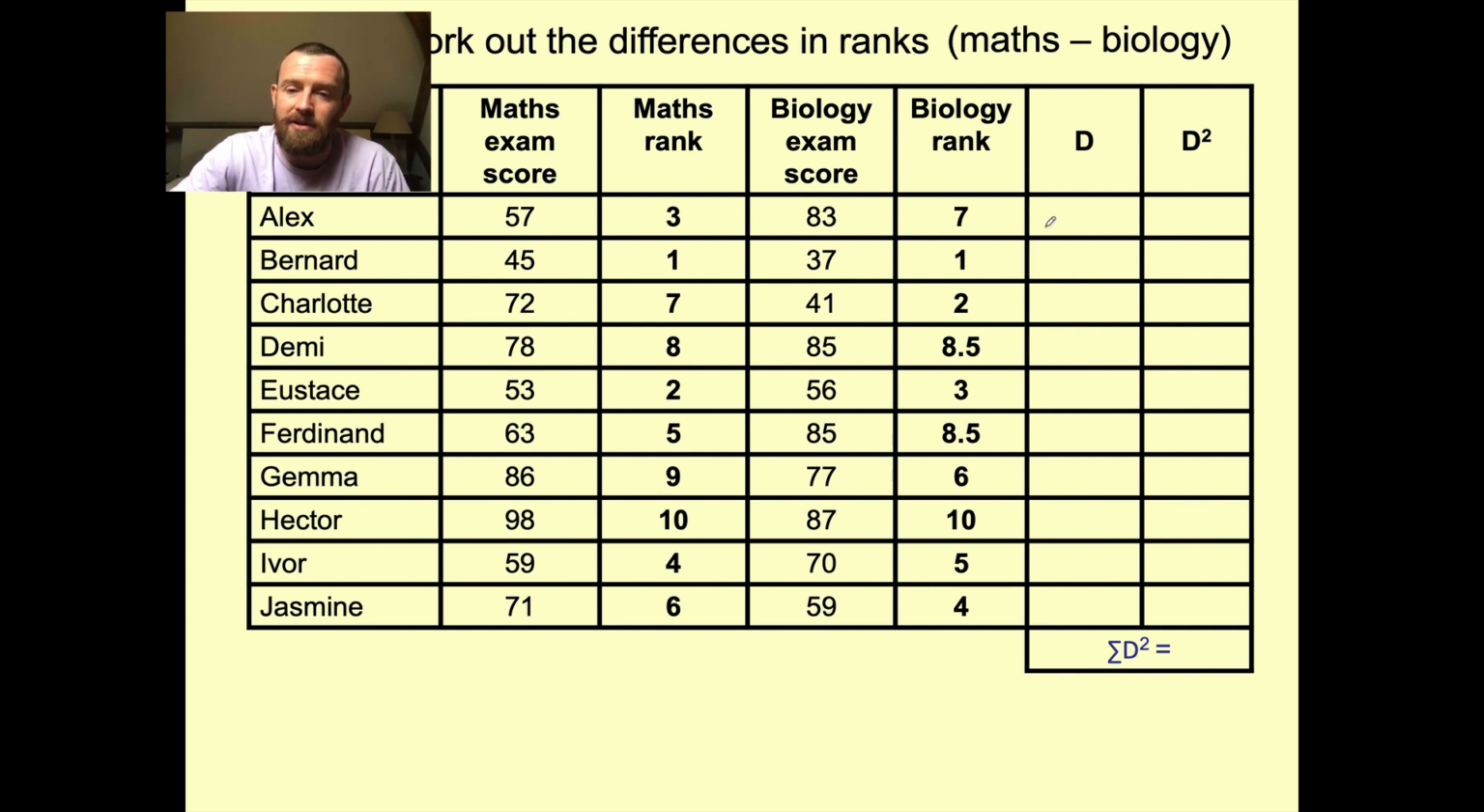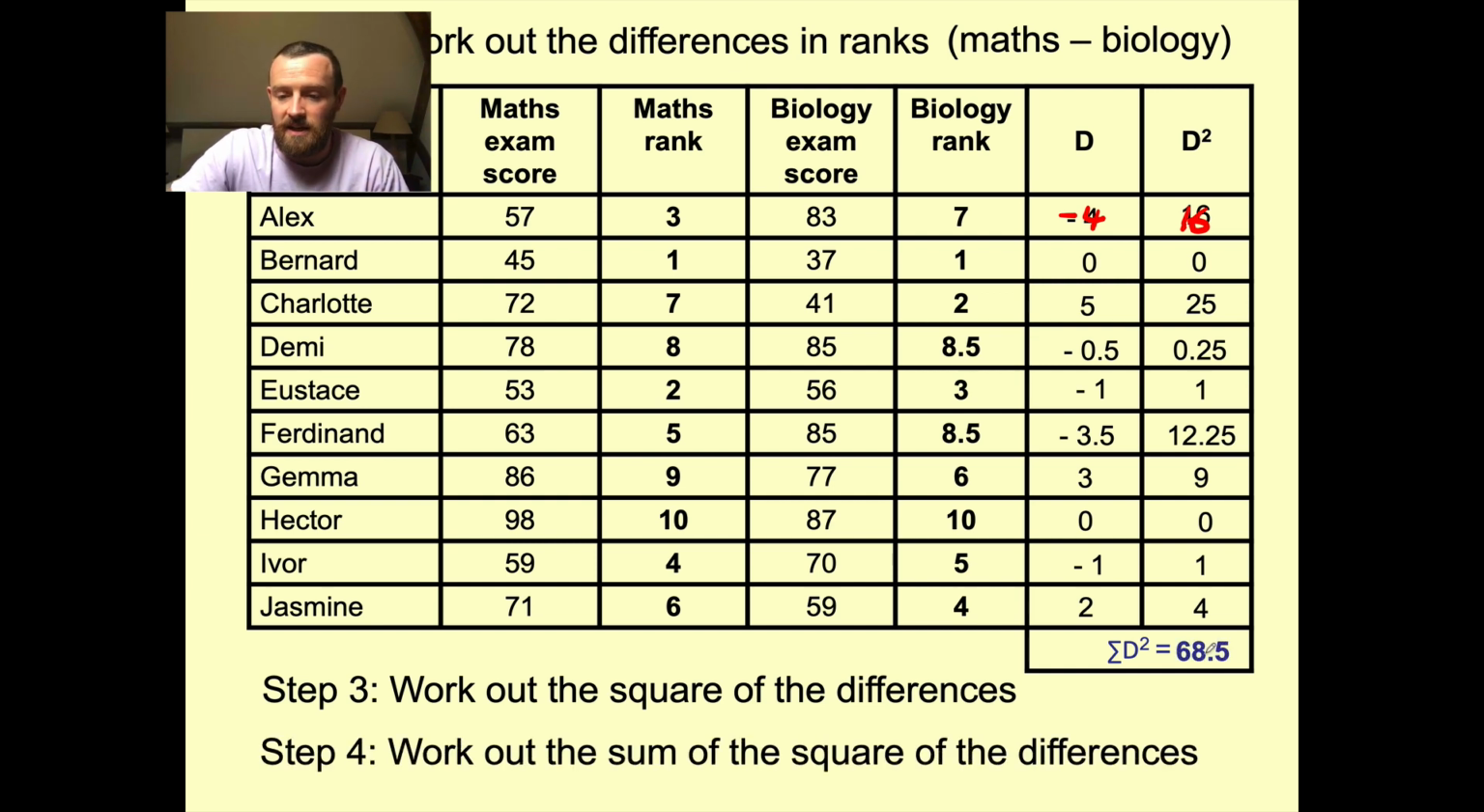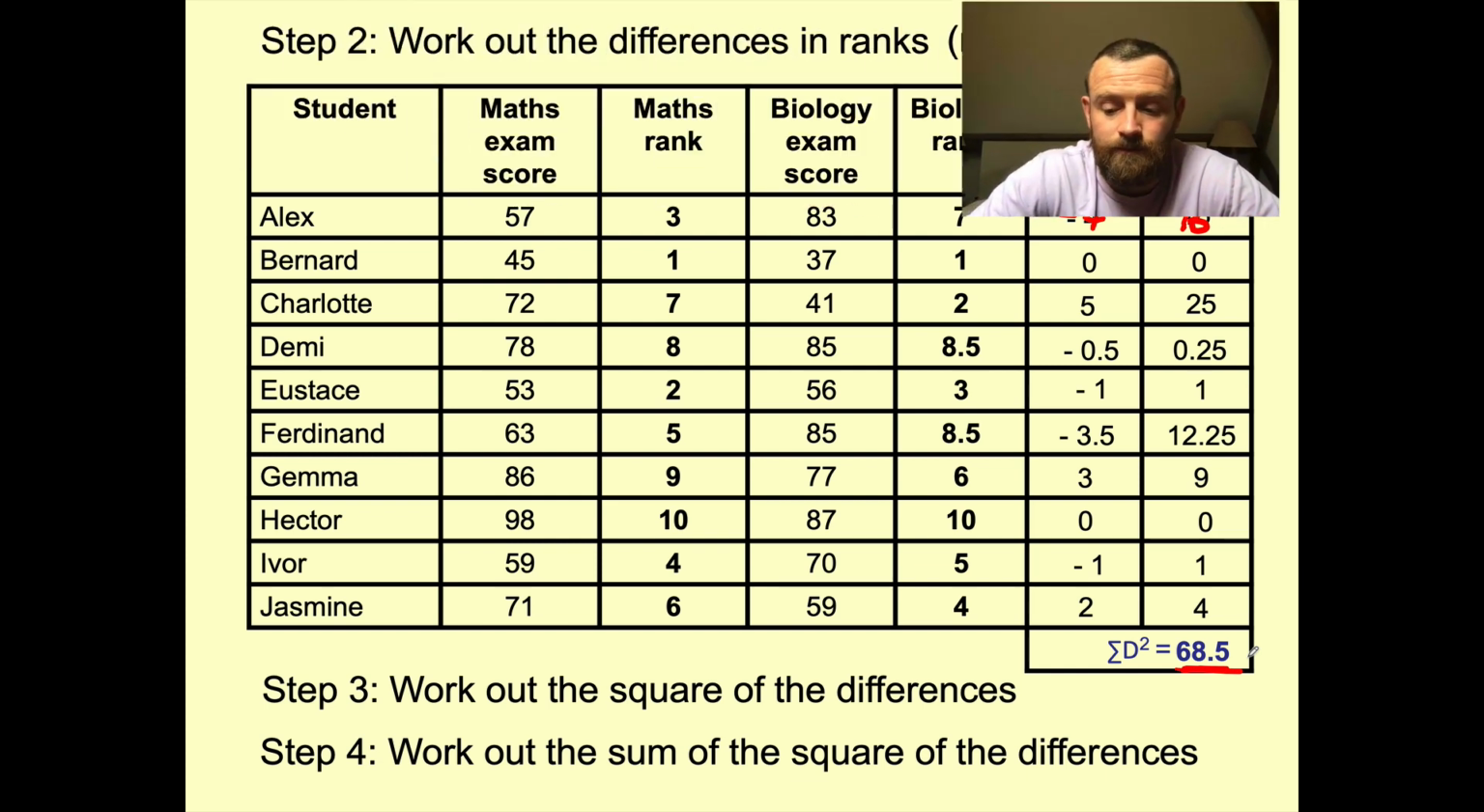So 3 minus 7 is minus 4. But it doesn't really matter which way round you do that. You could just write 4, because when you square it, whether you have minus 4 or 4, they're both going to square to 16. Okay, and here's the data that I have completed. There it is. And then you tally up, so you sum all these differences squared to get the total value, the sum of the differences squared. And that, in this case, is 68.5 down here. Okay, so now we're pretty much ready to do this calculation.